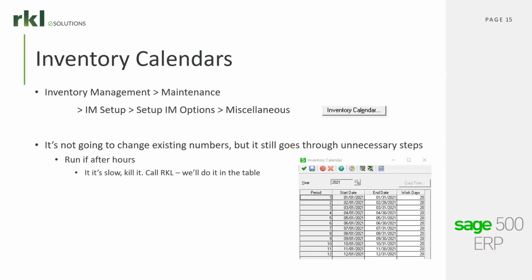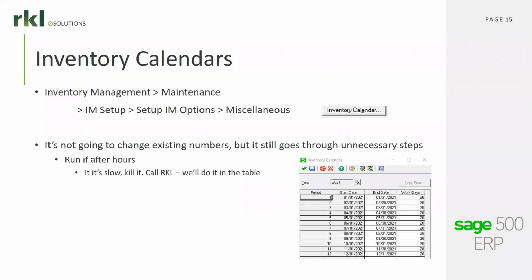As far as our inventory calendar is concerned, it must be set up before posting transactions for your 2022 year. Since there is no direct task on the Sage 500 desktop, the inventory calendar may be hard to find. You'll actually need to navigate to the Setup IM Options task. There's a miscellaneous section that will have a button called Inventory Calendar.